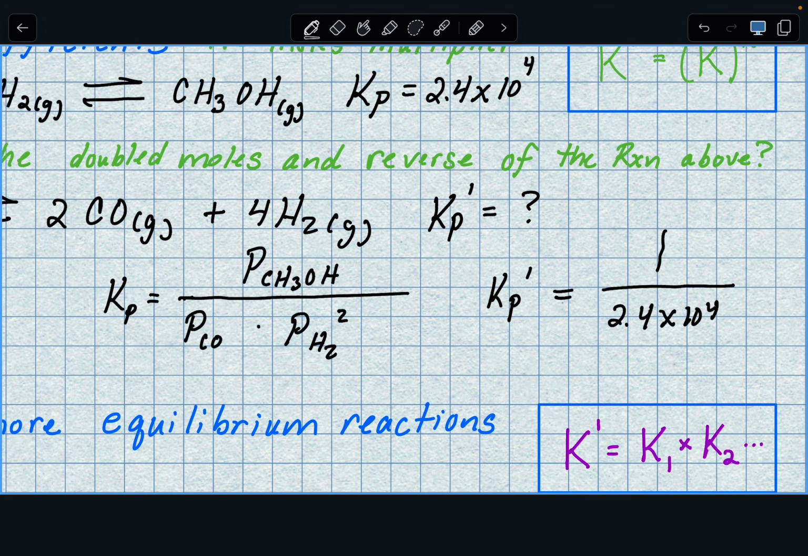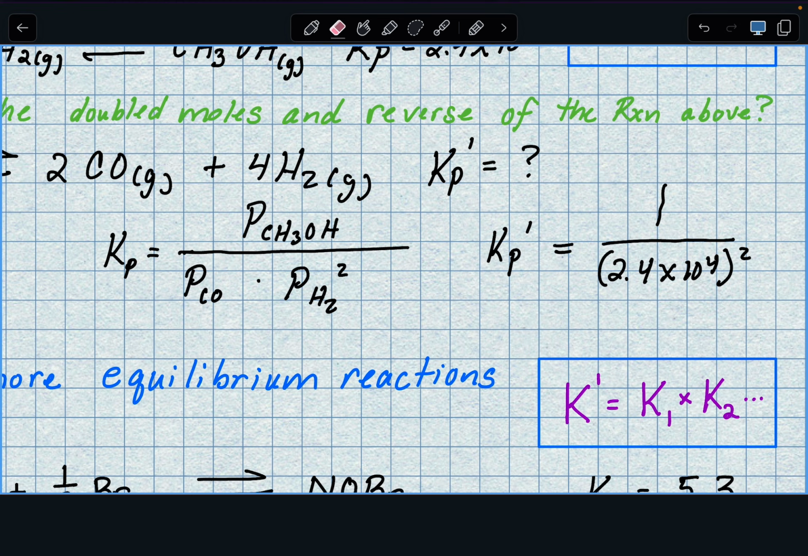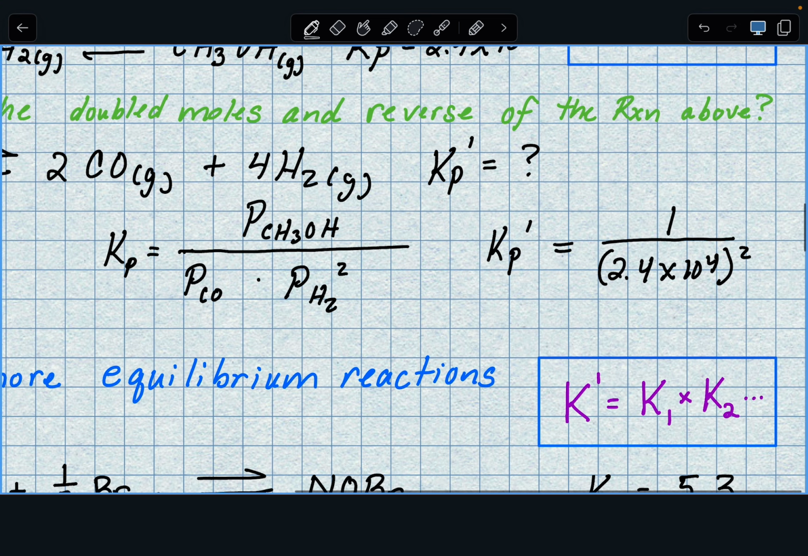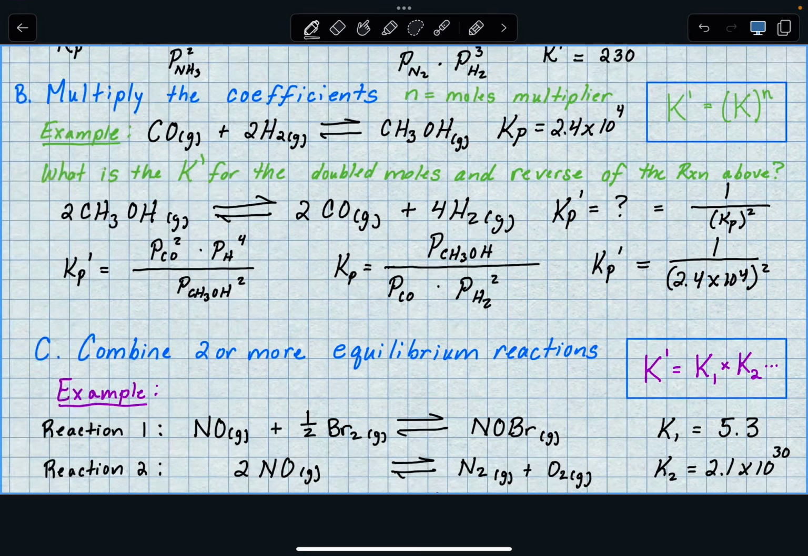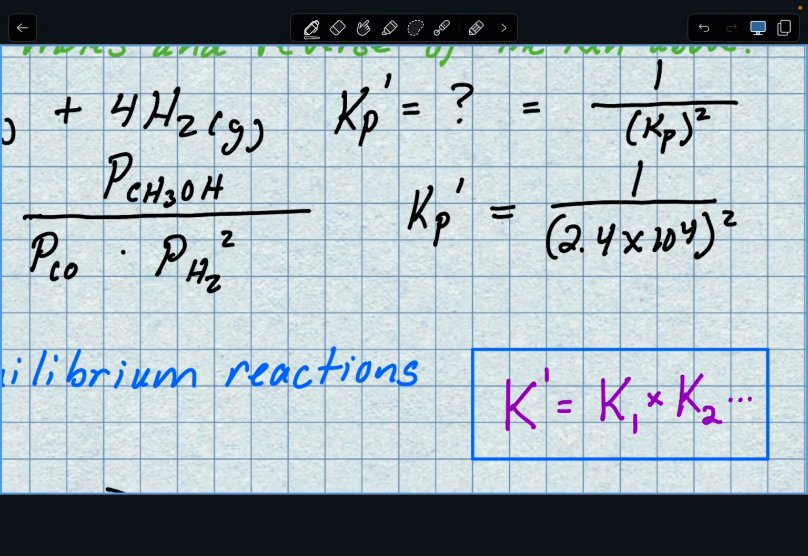So it's going to be 1 over the original value, which was 2.4 times 10 to the 4th. But then we're also going to have to square it. So what happened to this K value, let me see if I can just make this one a little smaller here. There we go. This new one is basically 1 over the original, but then squared, okay?